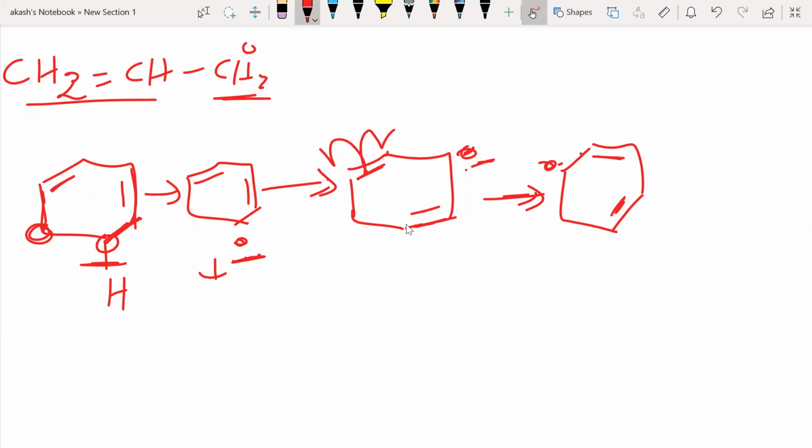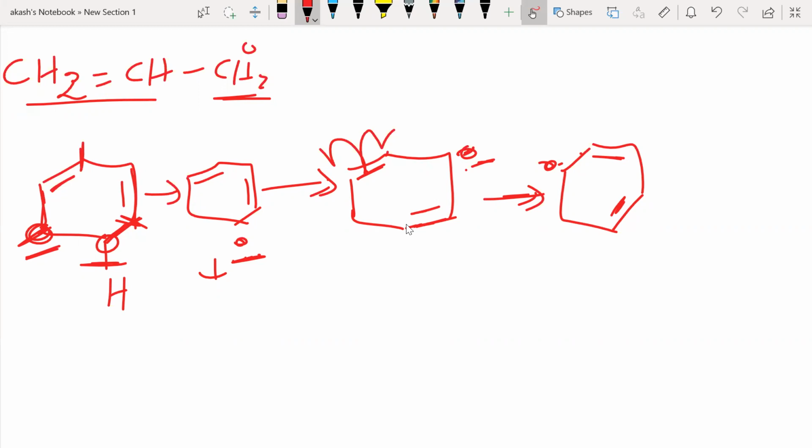Now again, if you start from this position, I said that there are two allylic positions. So again, you can have it here, you can have it here, and I think you can even have it here. So multiple places you will be able to have the allylic substitution, based on the rearrangements which are possible when it comes to free radicals.